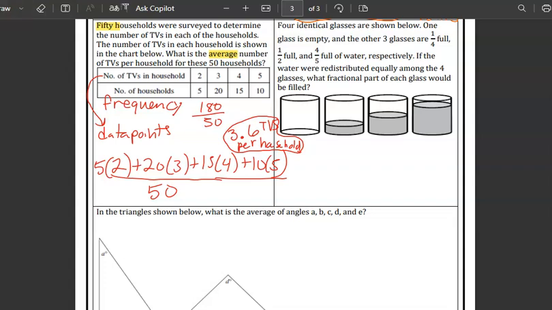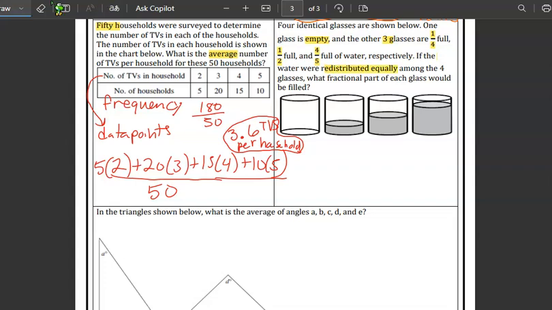Four identical glasses are shown below. One glass is empty. The other 3 glasses are 1/4 full, 1/2 full, and 4/5 full of water, respectively. If the water was redistributed equally among the 4 glasses, what fractional part of each glass would be filled?